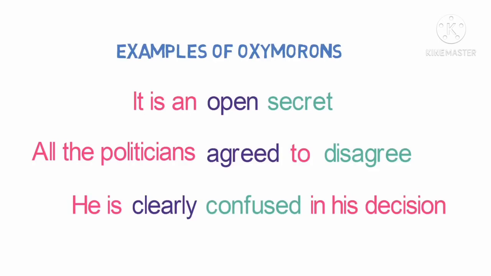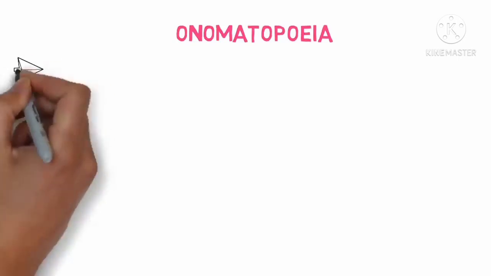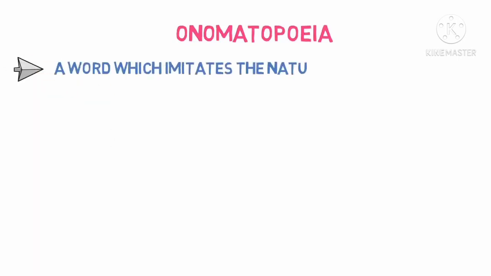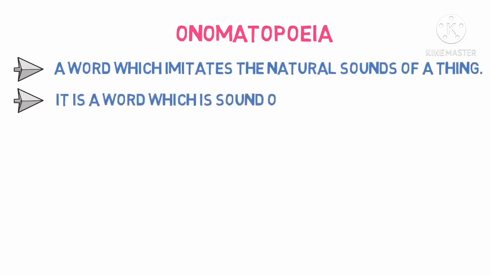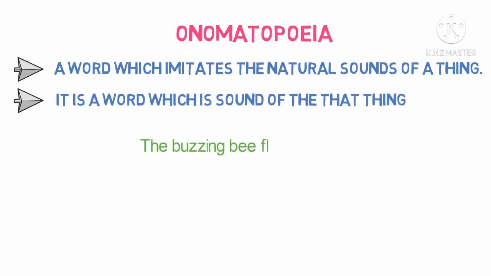Let's look into the last type of figure of speech that we will be learning today. Onomatopoeia. An onomatopoeia is defined as a word which imitates the natural sounds of a thing. That is, it is a word which is the sound of that thing. Let's understand it with some examples. The buzzing bee flew away.